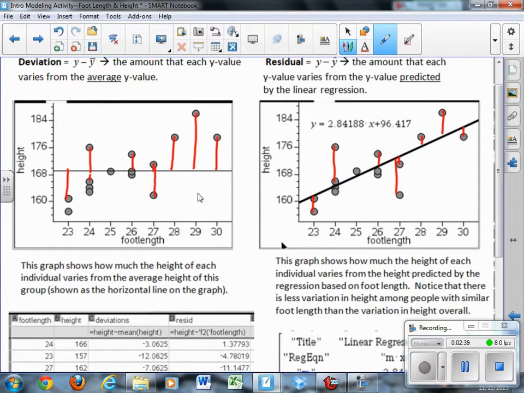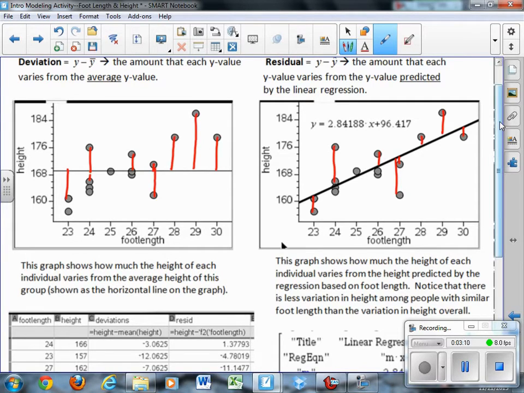So for example, if I told you I'm going to randomly select a person in this class, guess their height, what would you guess? Well, you might just guess sort of an average height, because you don't know anything about the person at all. But if I said I randomly select a person from the class and I tell you what their foot length is, then you would have a much better chance of estimating closer to their height. So that's kind of what the difference between these two graphs is.